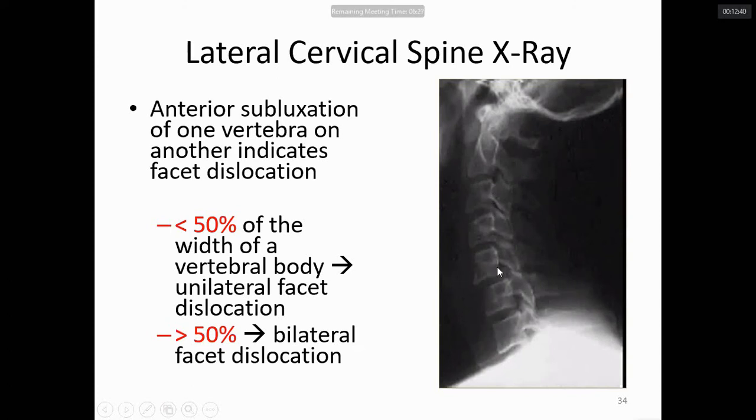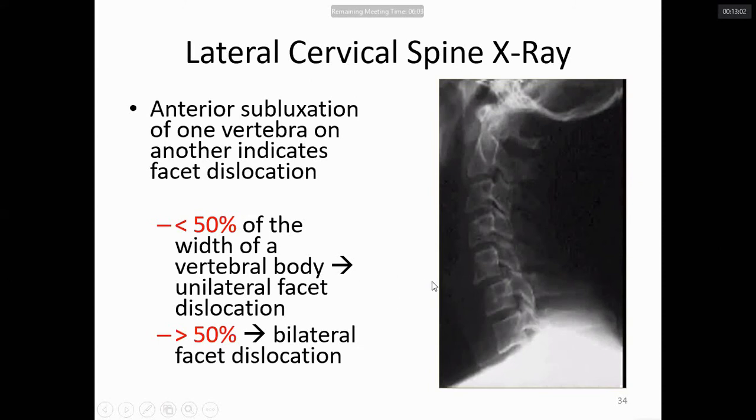So basically, if there is a unilateral fracture dislocation, the displacement is less than 50%. If there is more displacement, more than 50%, you should consider it a bilateral fracture dislocation. These are the indirect evidences.